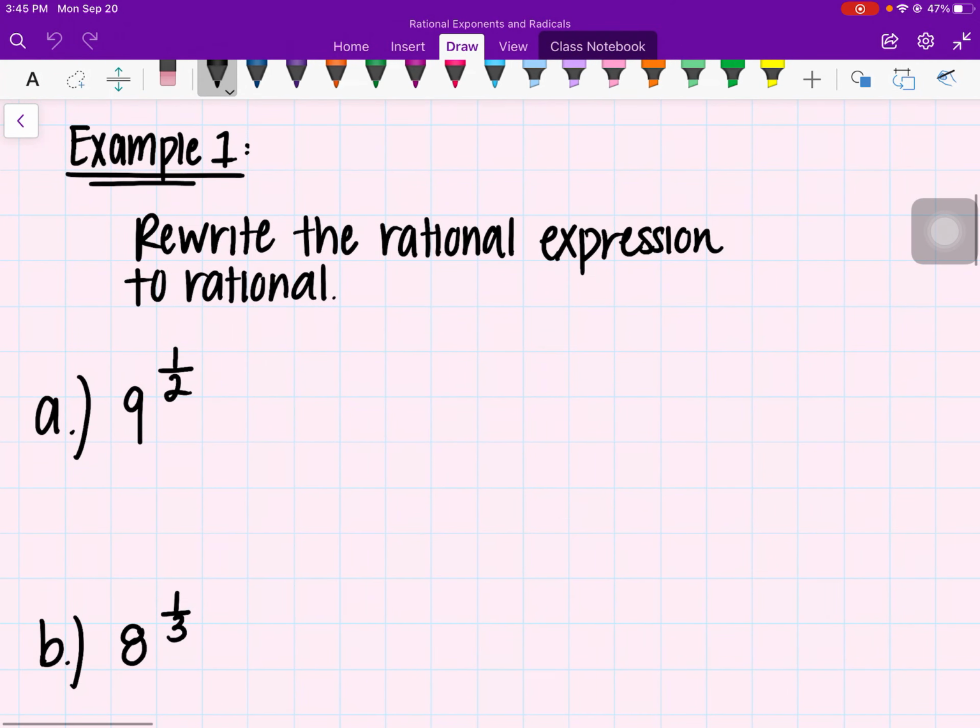All right, you guys, so let's go ahead and get started on example 1 here. In this case, we want to go ahead and rewrite the rational expression as a radical. That's supposed to say radical here, as a radical.